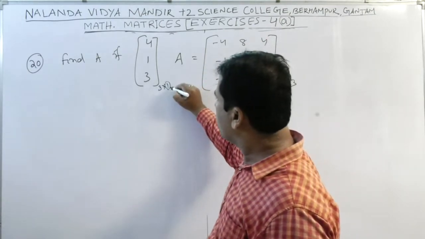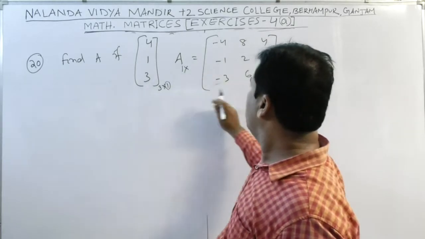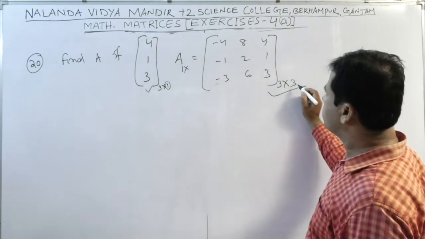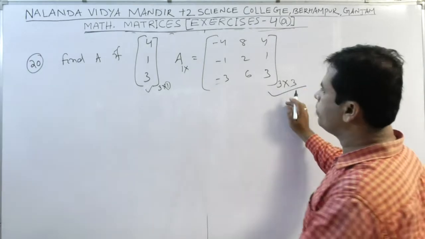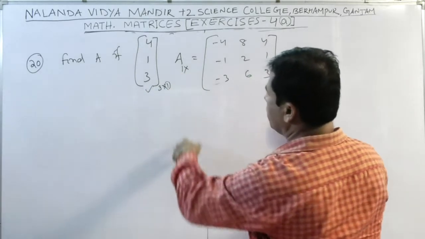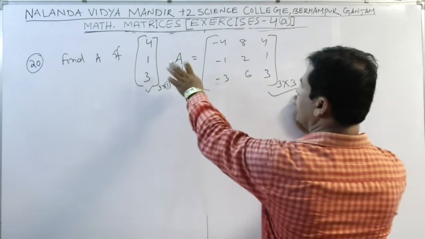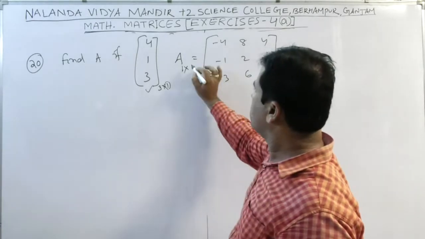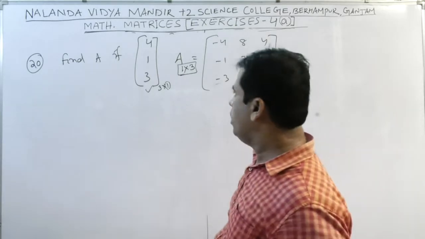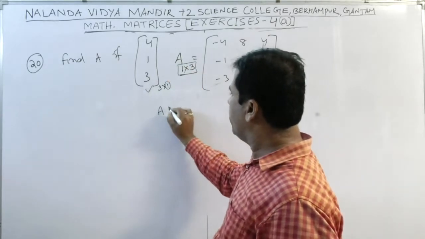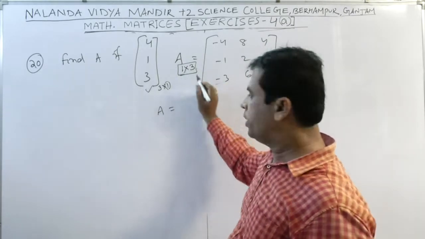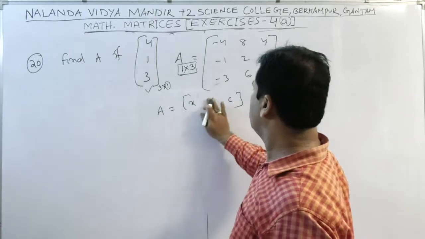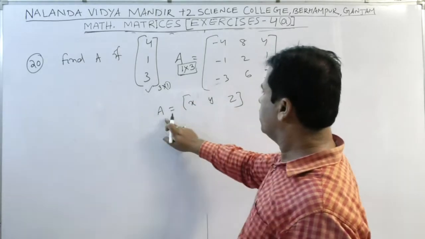The order of the A matrix means the number of rows comes from the pre-factor matrix, which is 1, and the number of columns comes from the resulting matrix, which is 3. Therefore, the order of the matrix is 1 cross 3. If the order of a matrix is 1 cross 3, that means 1 row and 3 columns. Consider A is equal to x, y, z.